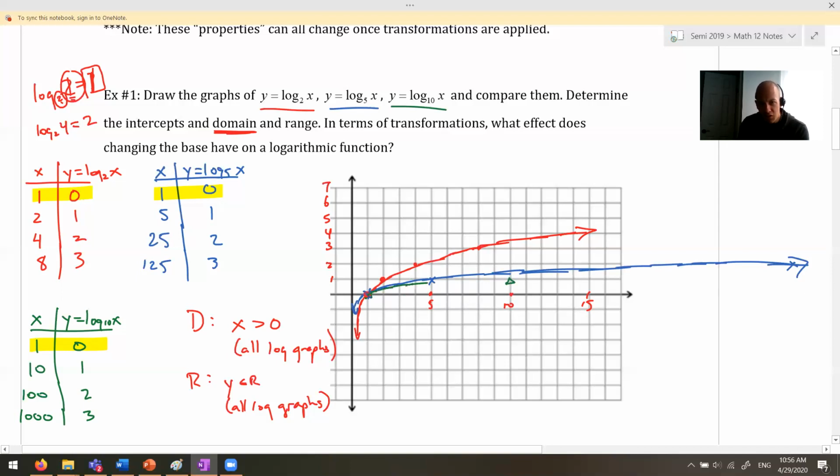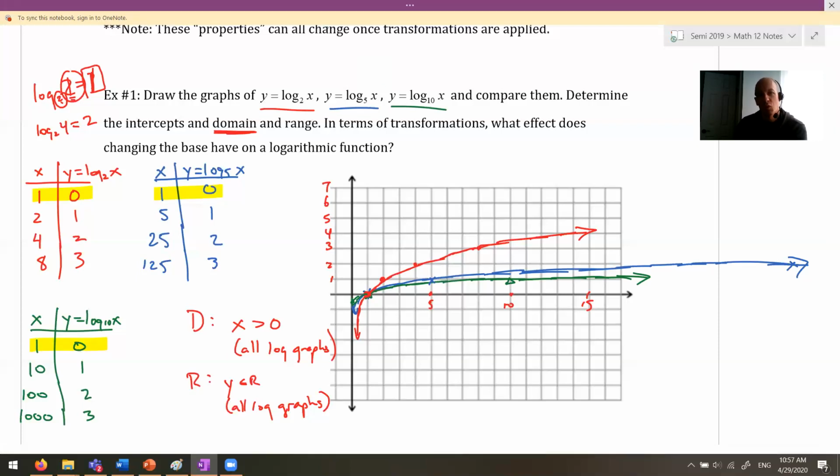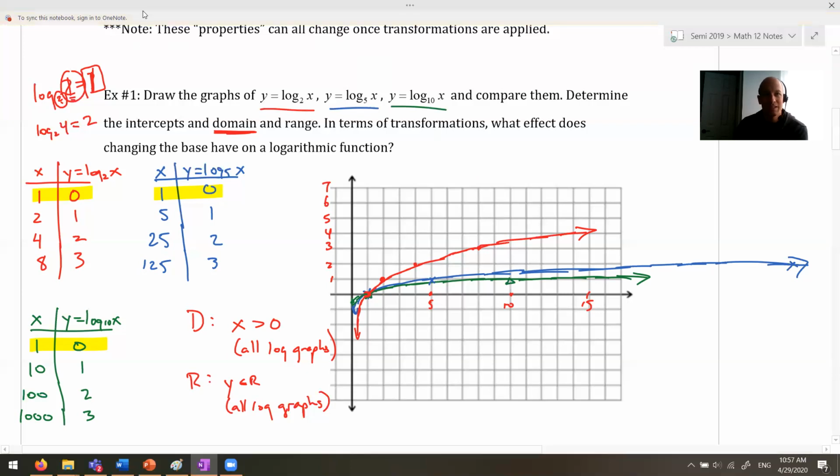But what we can see here is that when the base gets bigger, the graph gets a little scrunched. Now, does it get scrunched horizontally or vertically? What we can see here is because this point never changed, so 1, 0 is invariant, would be the fancy way of saying it, we can conclude there's no horizontal stretch. There's no horizontal stretch. What's happening is all the points are getting moved up and down.